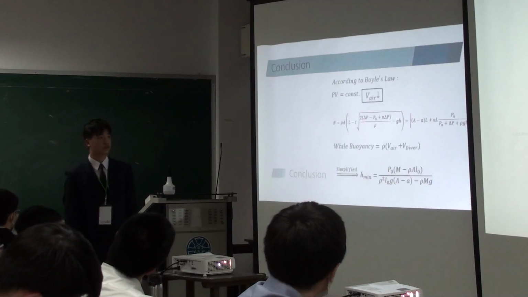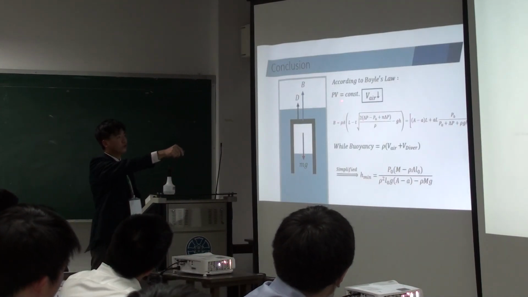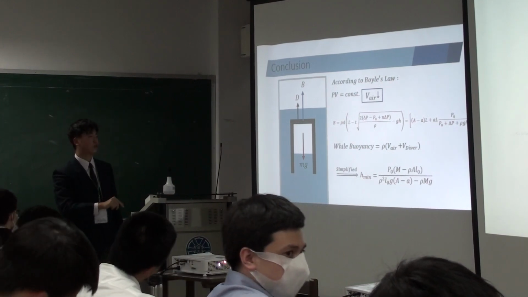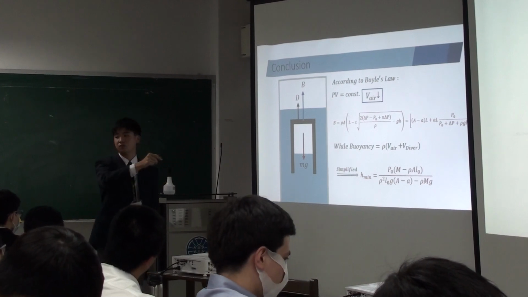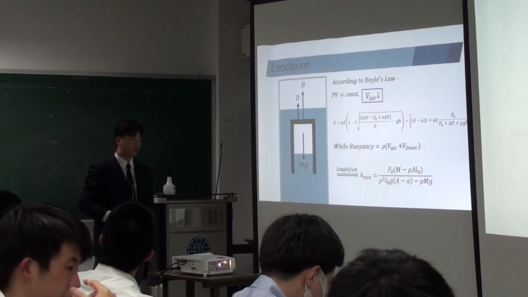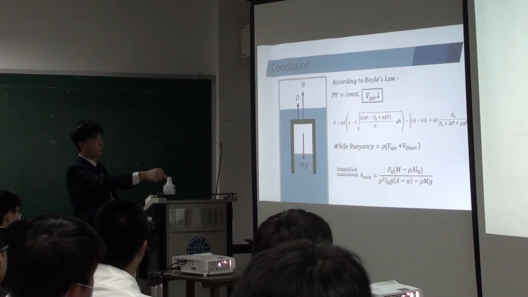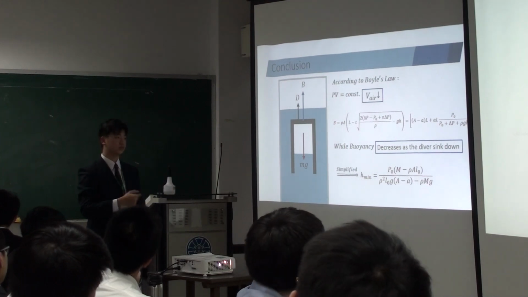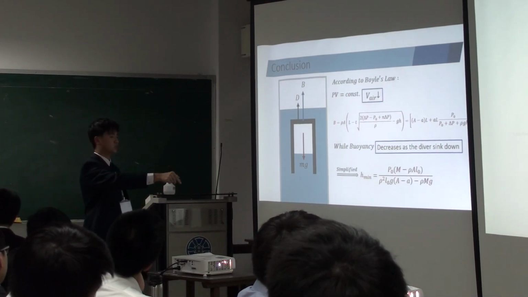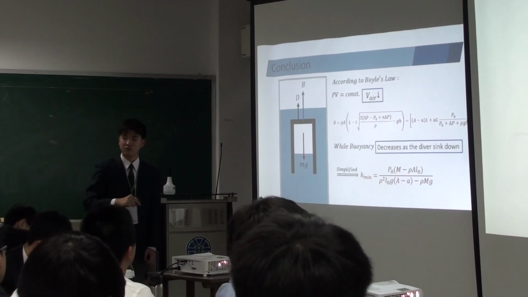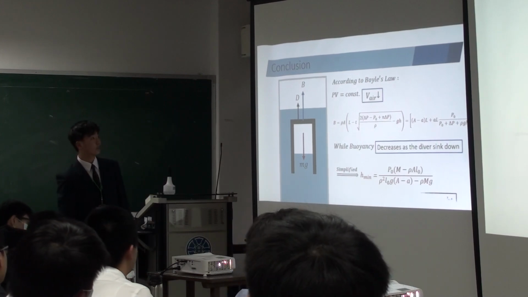And finally, it's our conclusion. As I have mentioned, according to Boyle's law, PV equals constant, and when the diver is sinking, it will create a larger pressure which decreases the volume of the air column. After simulating the buoyancy in our equations of forces, we can know that the buoyancy would decrease as the diver sinks down. After simplifying all the equations in the simulations, we are able to get the H-min, which is the boundary condition or the critical height for the diver to create irreversible situations.